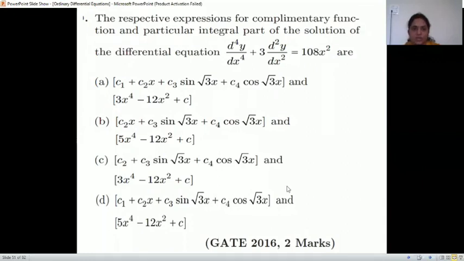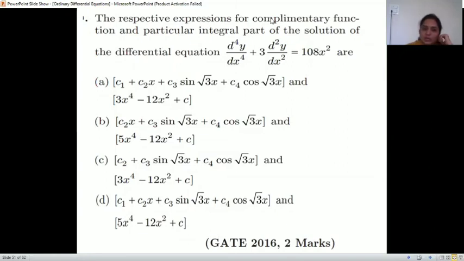Next question. The respective expressions for complementary function and particular integral part of the solution of the differential equation are. Okay. You have to write the complementary part and you have to write the particular integral too. So firstly, find out the complementary function. The given equation is D raised to 4 plus 3D square equal to 0. Take D square common, we get D square into (D square plus 3) is equal to 0. And everything is equal to 0.